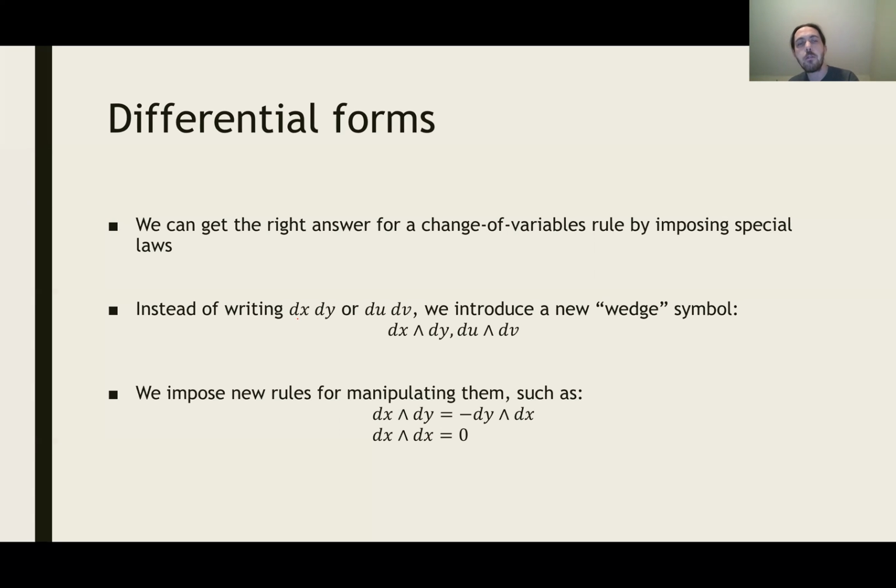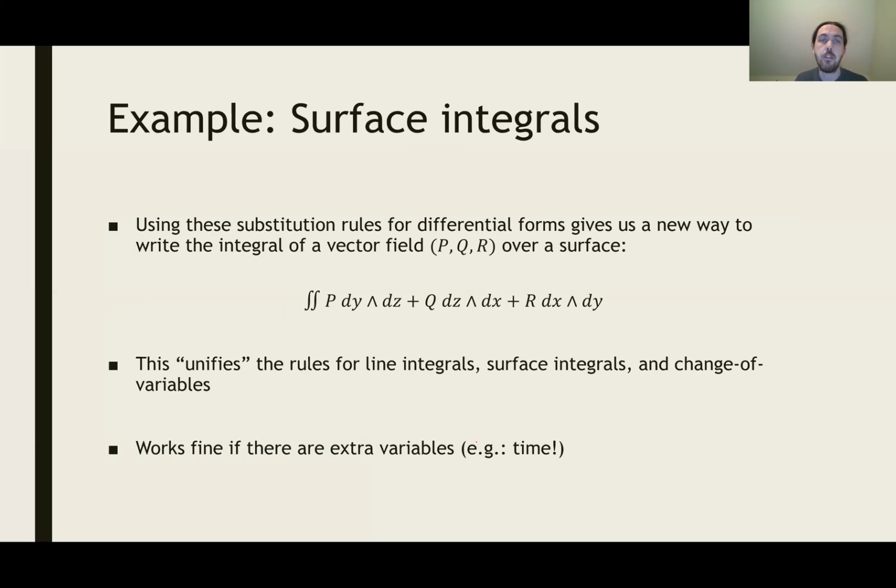So when we do this, we are led to something called differential forms. We change our rules by saying, instead of writing dx dy or du dv, we introduce a wedge symbol in between them as kind of a reminder that we're doing something different. And we impose new rules for manipulating them. If we switch the order of two of them, we get an extra negative sign. And if two of them are the same, they cancel each other off and we get 0.